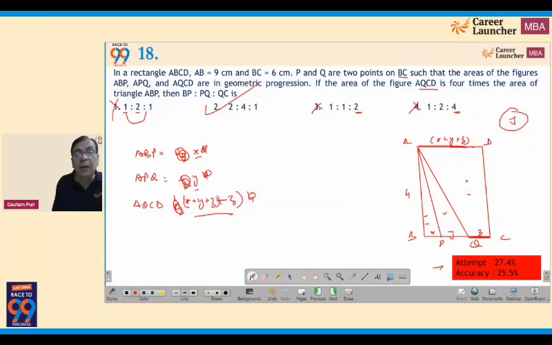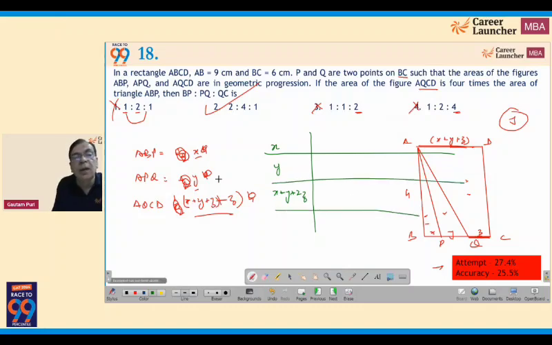I would have done the question this way in the paper, but the other approach could also be like that. Let's check the choices. Effectively, we are saying X, Y, and X plus Y plus 2Z should be in geometric progression. In choice 1, 1, 2, and Z is 1. So 1, 2, and 1 plus 2, 3 plus 2, 5. This is not in geometric progression.